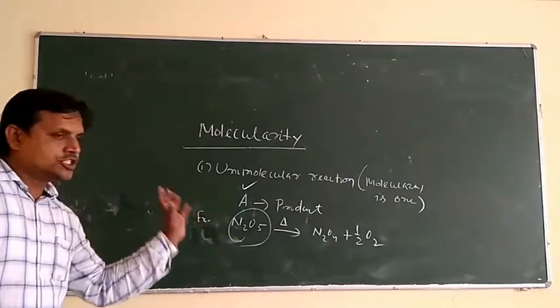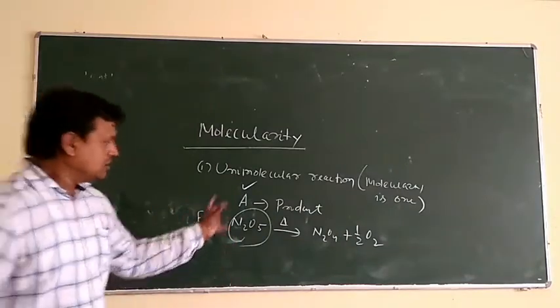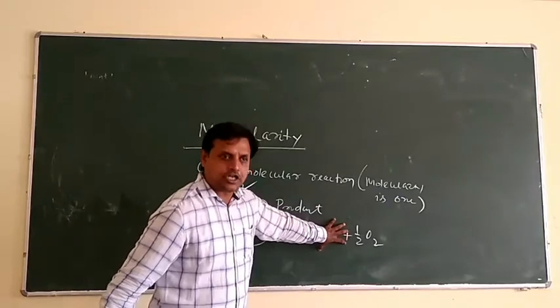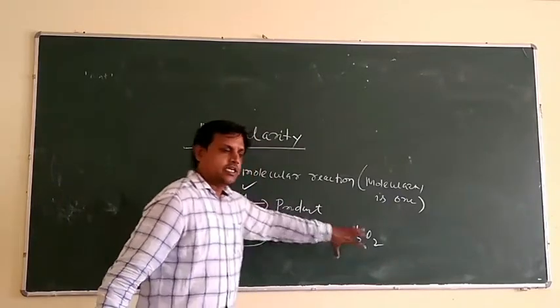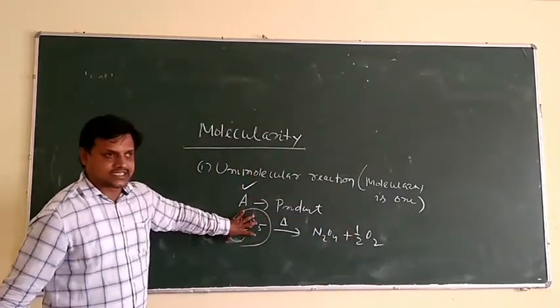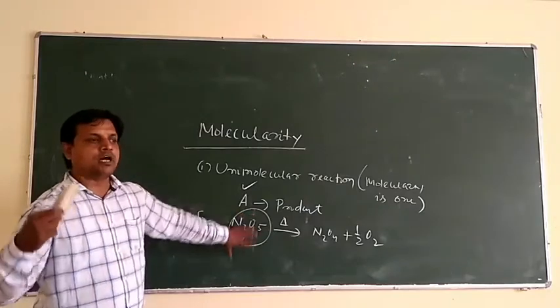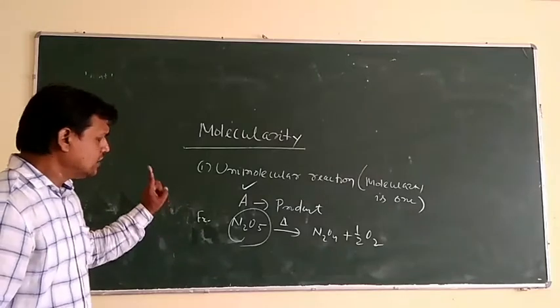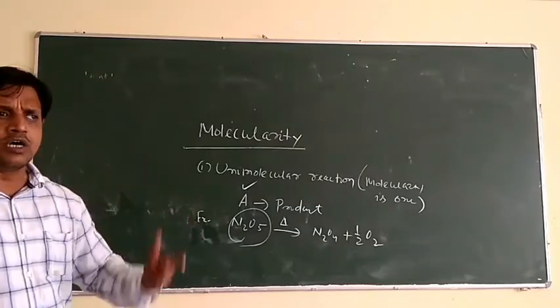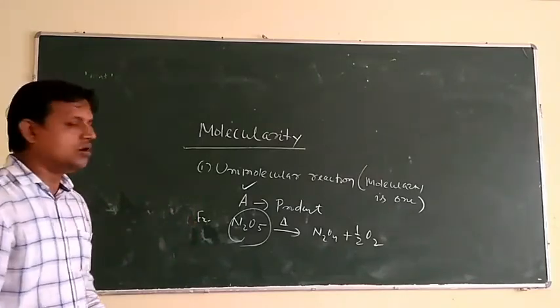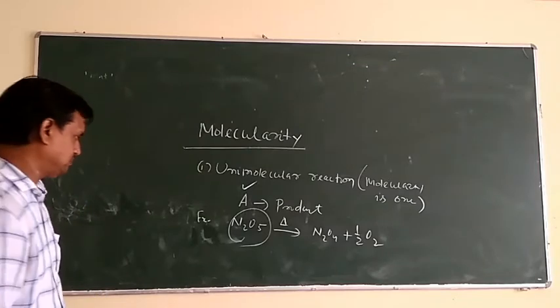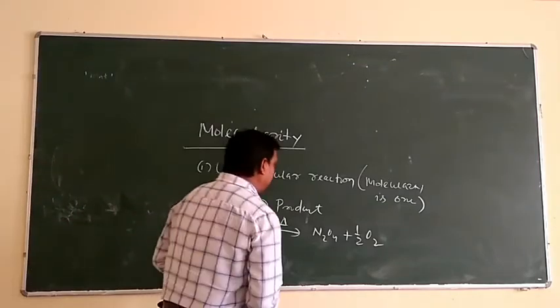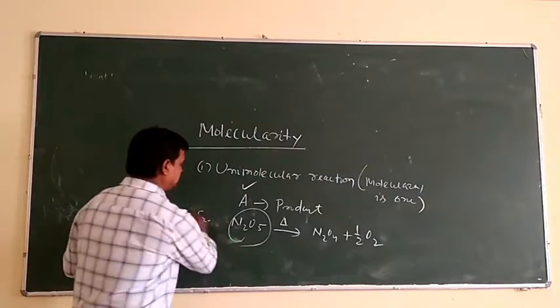Molecularity does not refer to the number of molecules in the product. It does not refer to this side. It refers to only the reactant side. How many reactant molecules have we taken? In this case, we have taken one molecule of N2O5. So molecularity is 1. Then come to bimolecular reaction.